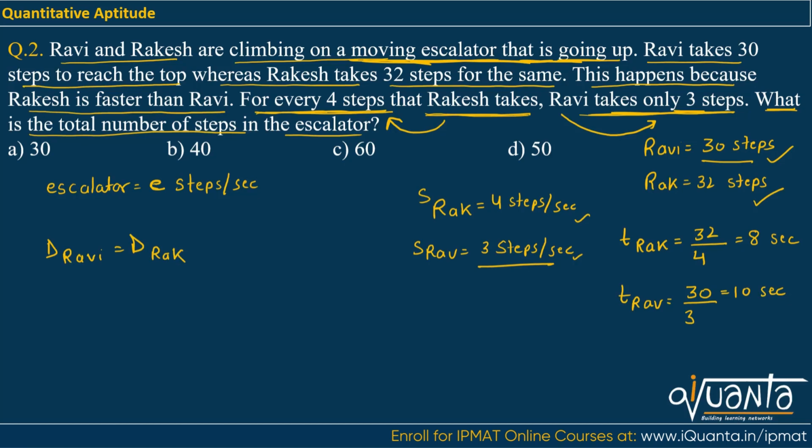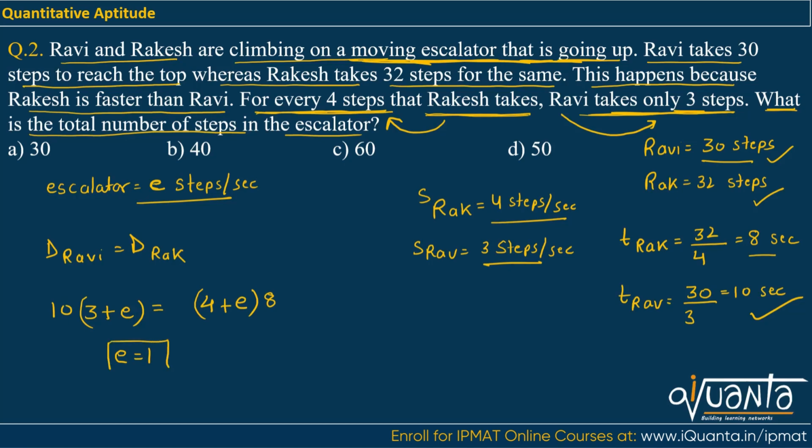Distance by Ravi means time by Ravi into speed of Ravi. When Ravi is moving, he's taking 3 steps per second, and along with that, the escalator is also moving at a speed of E steps per second. So 3 plus E would be the net speed of Ravi. Now Ravi is taking 10 seconds to cover the distance, so this will be multiplied by 10. Similarly for Rakesh, he is moving at 4 steps per second, along with the escalator moving at a speed of E, so that will be added, and the time taken by Rakesh was 8. So from this, if you calculate the value of E, it would be 1, that means 1 step per second.